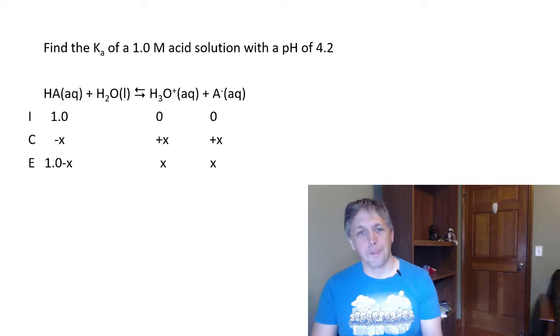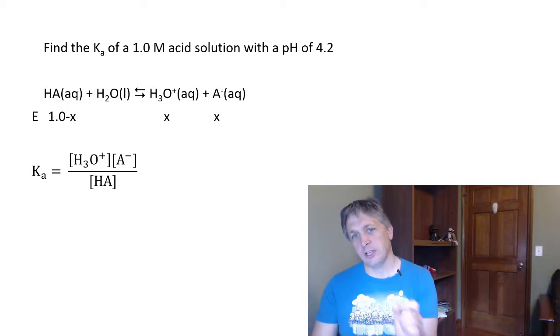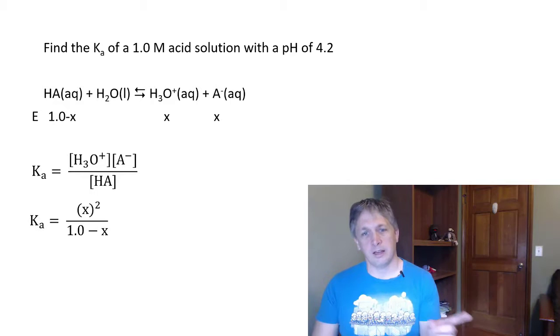So next we take the information we have in row E and we plug it into our expression for Ka. So again, every equilibrium or acid dissociation constant is the same. Hydronium times conjugate over the original acid. So from row E, we know that the two things on top are X and X, or we're going to call that X squared. And our equilibrium concentration of our acid is 1 minus X.